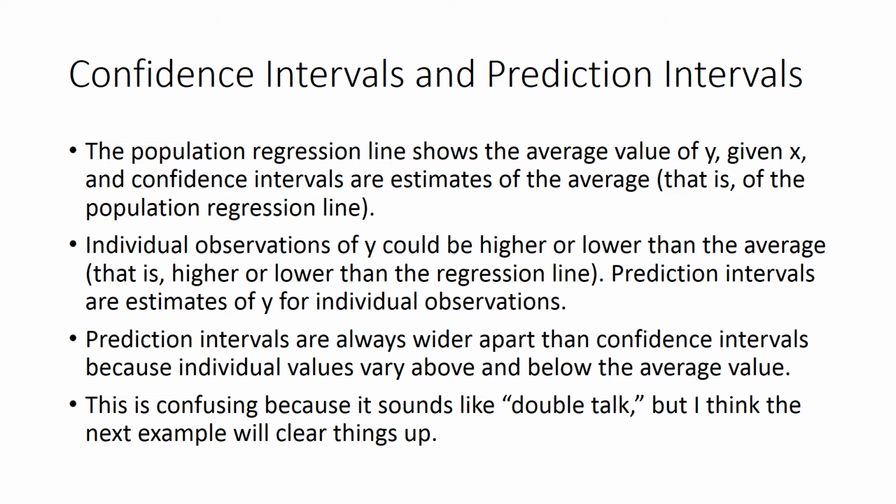Prediction intervals are always wider apart than confidence intervals because individual values of y vary above and below the average value. This can be confusing because it sounds a little bit like double talk, but I think the next example will clear things up.